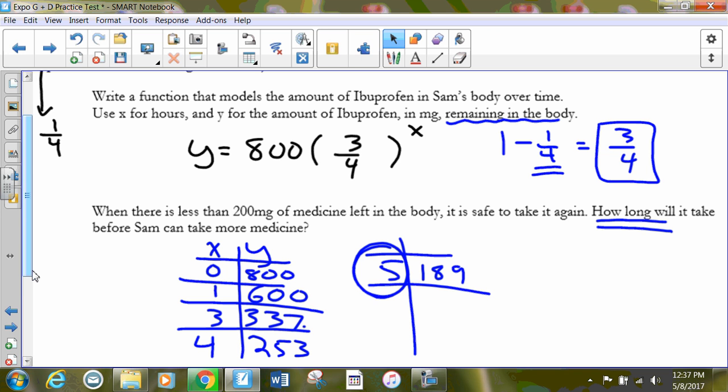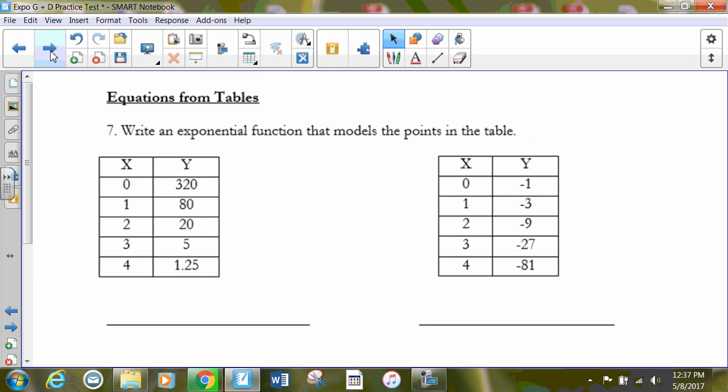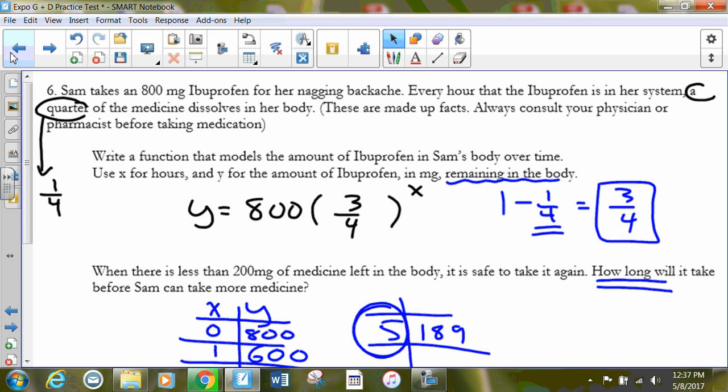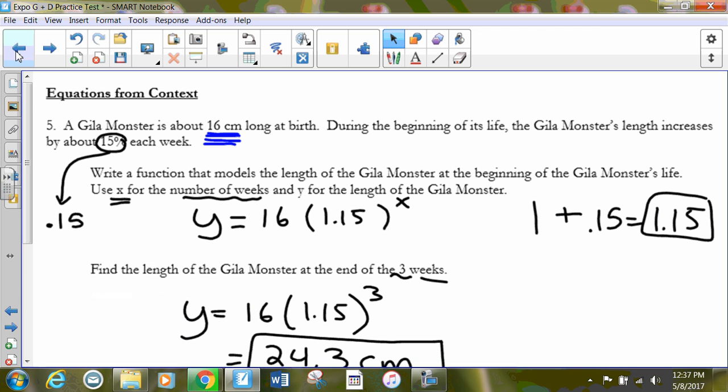All right, before we head on to the next part, which is equations from tables, let's talk real quickly about a third type. We see that we had a fraction that, since it was decay, we subtracted from 1. And then the one before it, we had a percent. We changed a percent to a decimal. And we knew because it was growth, we added that rate to 1.